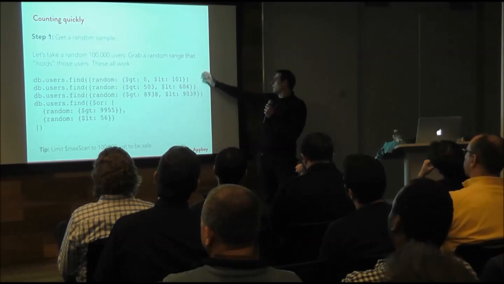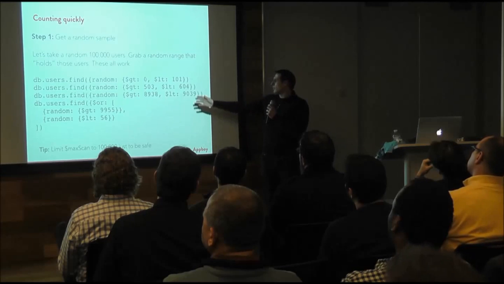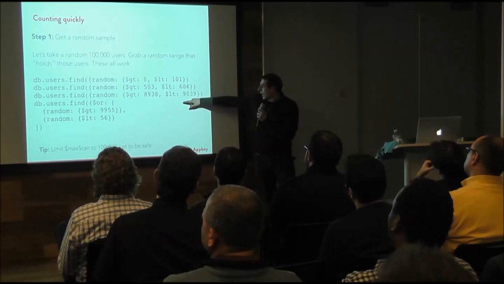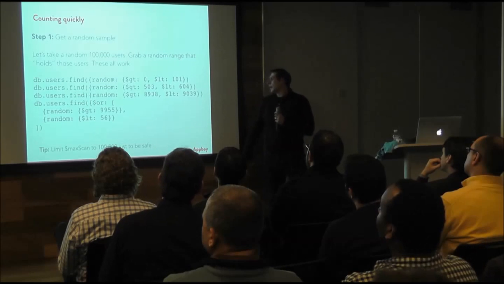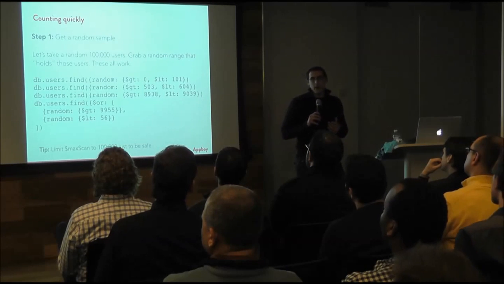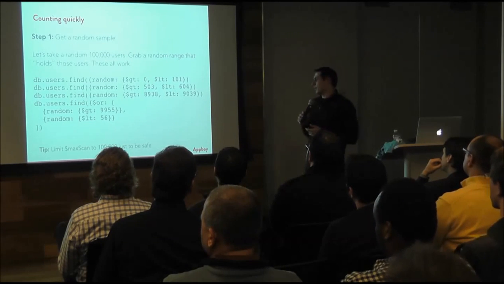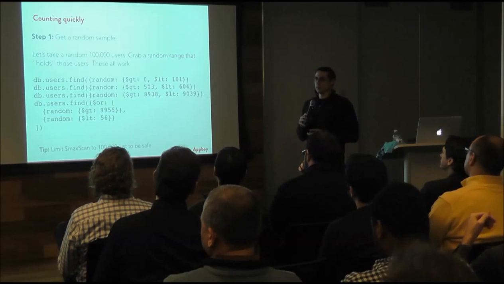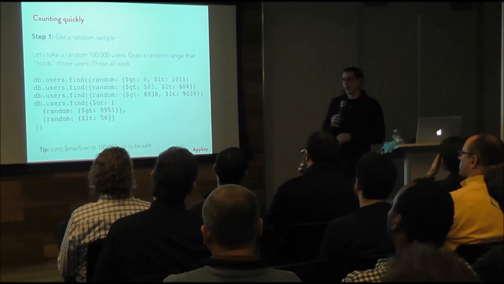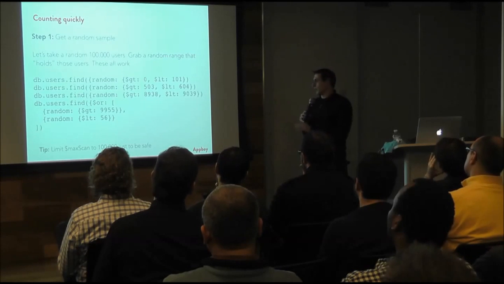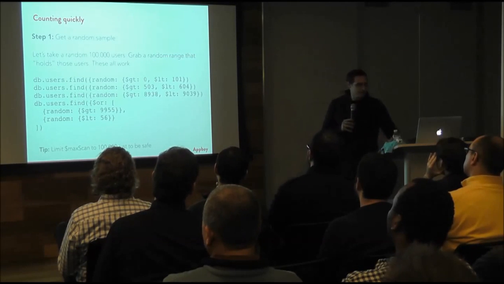I can go from 0 to 101. I can go from 503 to 694. I can even wrap around, going from 9955 all the way to 56. So that's what we're going to do. And Mongo has an operator called max scan that you can use to tell Mongo to only scan this number of objects. So just to be safe, in case we don't have about 1,000 users per bucket, we're going to max scan that, put it at 100,000.